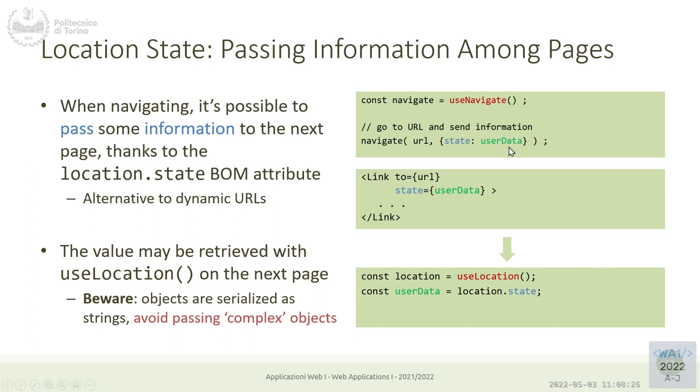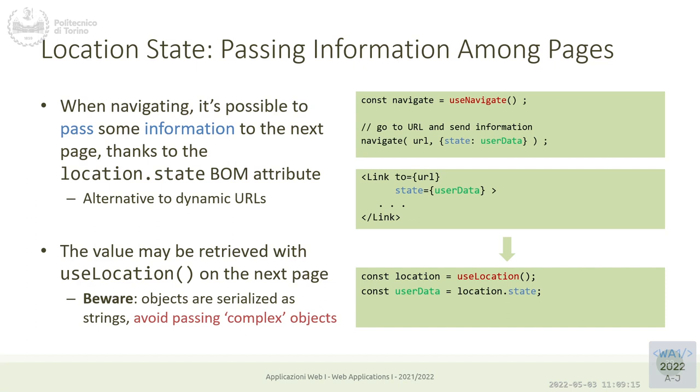In the other page, in the destination of the navigation function, you can use the hook useLocation to retrieve the location object and, of course, access the state attribute of this location. So the next page can retrieve the user data that was set in the previous page. If this user data is just a string, the effect is the same as adding a dynamic segment to the URL. I could have URL plus /userData, and then retrieve this user data from useParams like we did before.